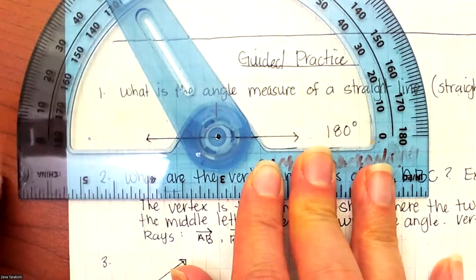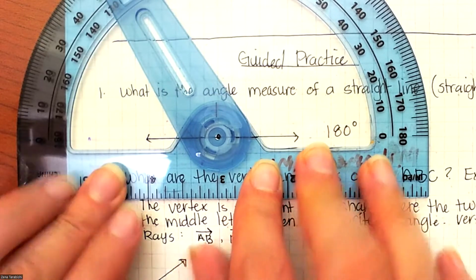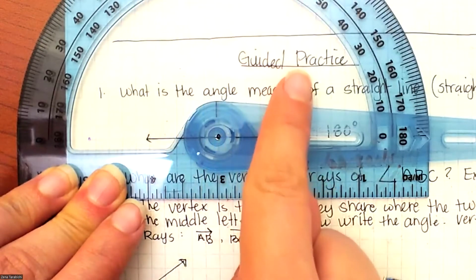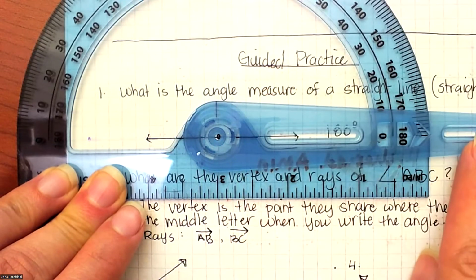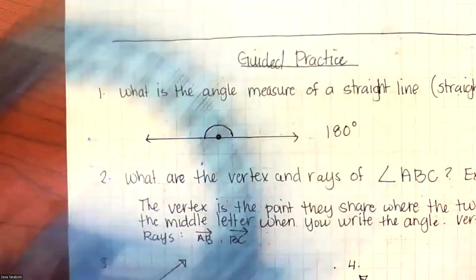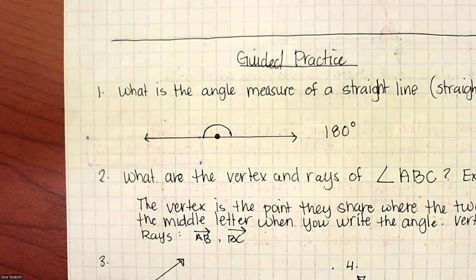So if I want to use the 0 on this side, just so it's a little bit more clear for you guys to see, and to follow this all the way around, line it up, I can see that this measures 180 degrees.